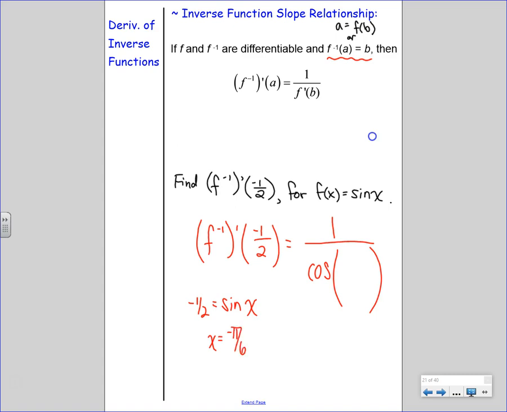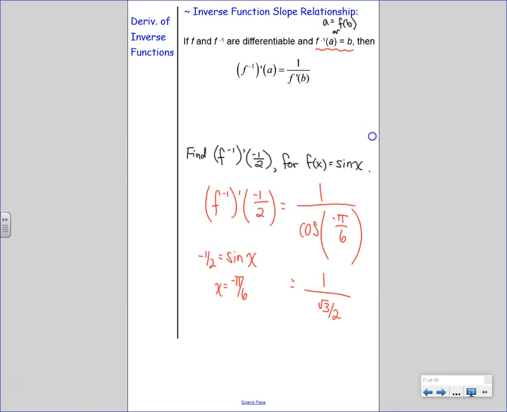If they don't give us any restrictions, we're going to have to come up with it on our own. When we plug in -pi over 6, how do we finish the problem? Solve it. And what's cosine of -pi over 6? Root 3 over 2, which means it would be 1 over that, so 2 over square root 3.